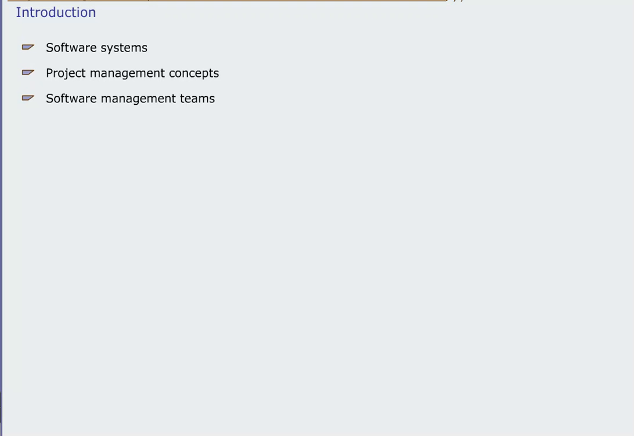Dear students, welcome to the third unit of software engineering. In this unit, we will learn about a software system, project management concepts, software management teams, software management problems and techniques.